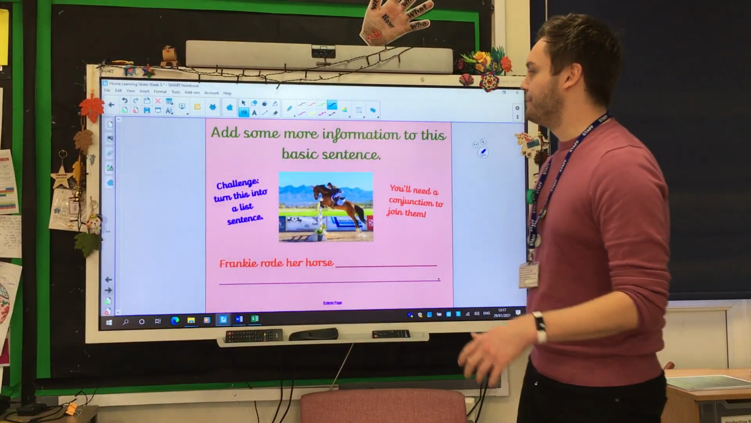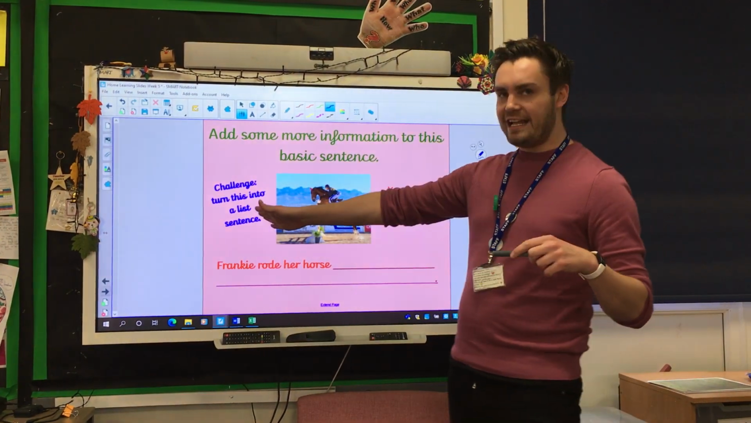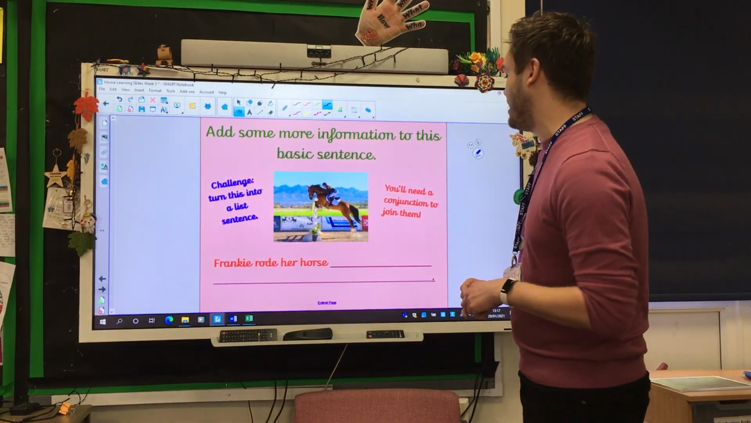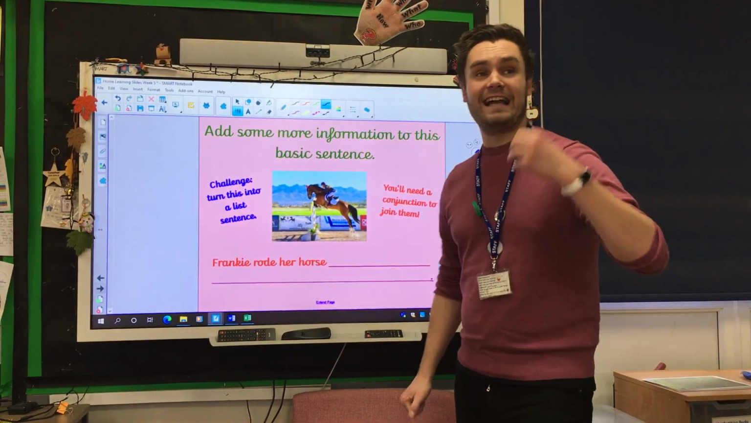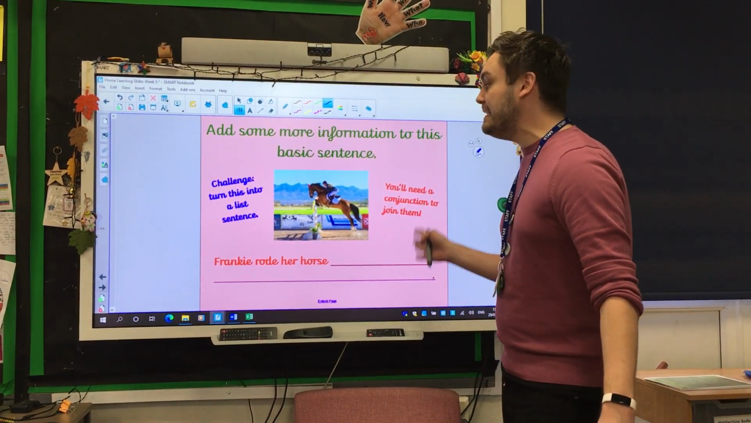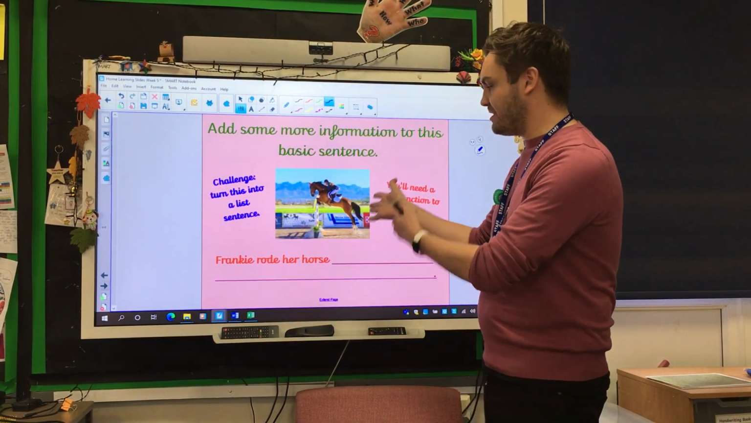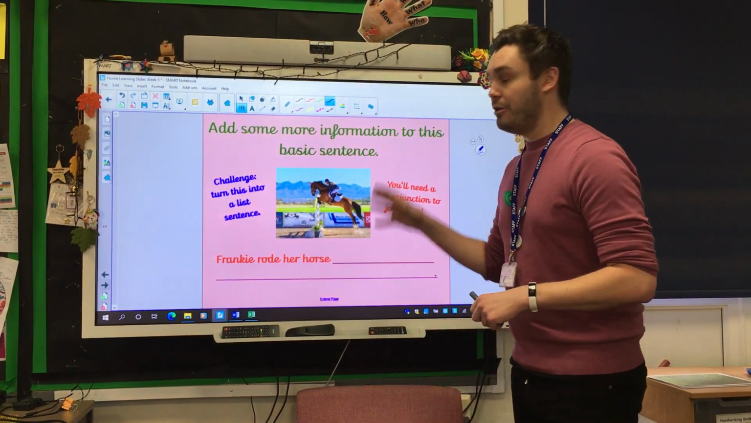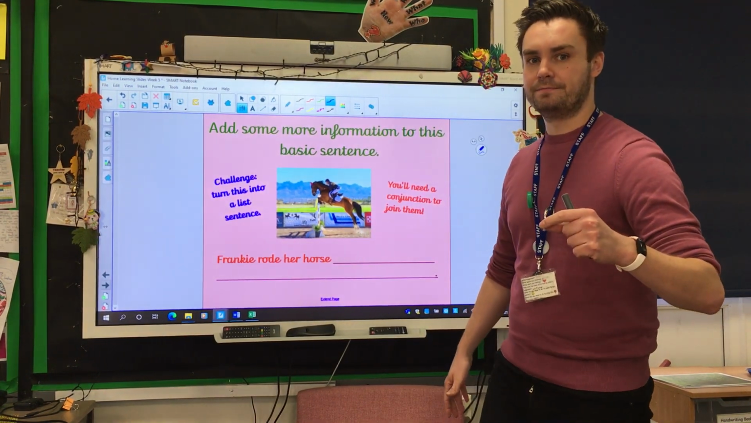Right, so I want you now to add some more information to this basic sentence. As a little challenge for those of you who fancy it, think about turning this into a list sentence there as well. You are going to need a conjunction to join them. So, Frankie rode a horse, that is the main clause. You're going to have to add a conjunction and then provide a little bit extra information. That extra information, take a look at the picture and think, what might you be doing which you can give a little bit more information about. Look at the conjunction we've looked at and see how you do. Pause it, give it a go, I'll see you in a minute.